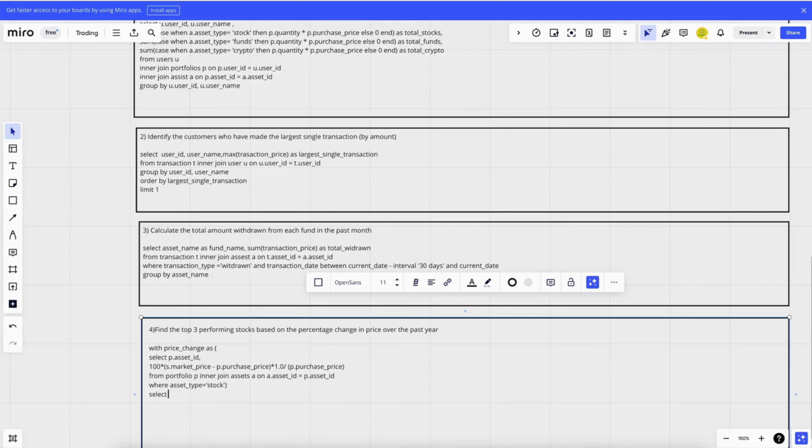And now we can do a select. So what we just selected was asset ID here, but we'll just select the symbol in the final output. So that will be select symbol, and then I'll use the sum of, I'll just call this one percentage change. Sum of percentage change here as total percentage change from our CTE table.